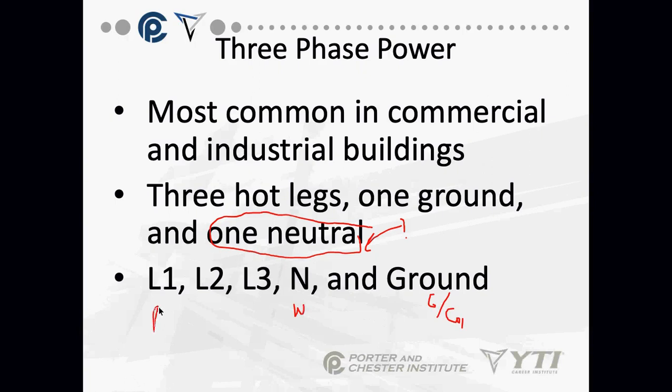Okay, L1 could be any one of these wire colors: red, black, blue, our normal colors we use. And it could be in any order. I'll talk more about that. So it might be any one of the three colors, red, black, and blue, not necessarily in that order, so you've got to be careful.